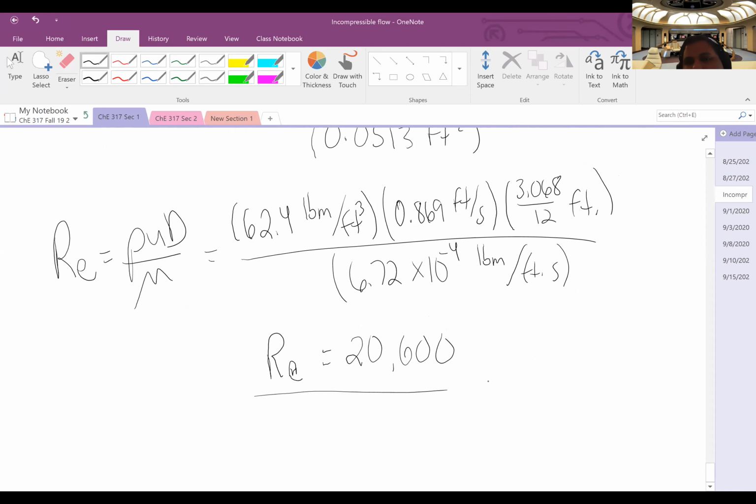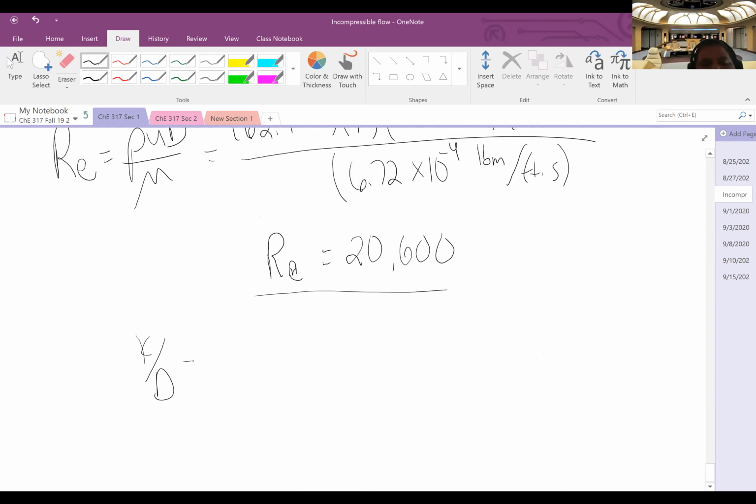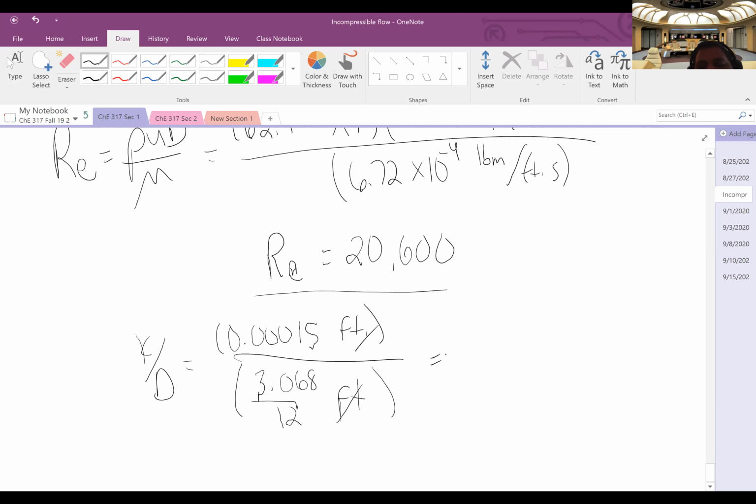So we have a Reynolds number. What we need next is our relative roughness factor, k over D, which for stainless steel, I said earlier, 0.00015 feet is our roughness value for steel. Diameter, once again, 3.068 over 12 feet. Those cancel. So I get about 0.0006, or I should say 0.00059. It'll help make you feel better.